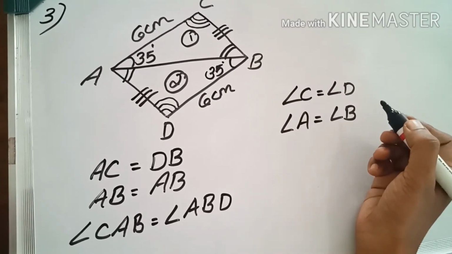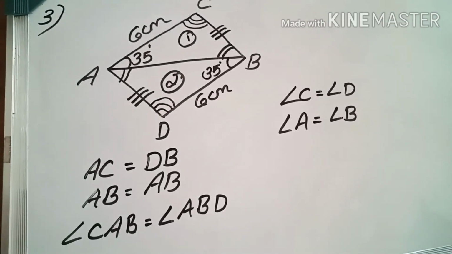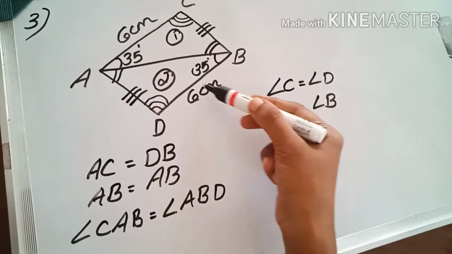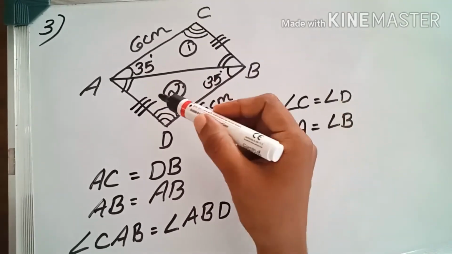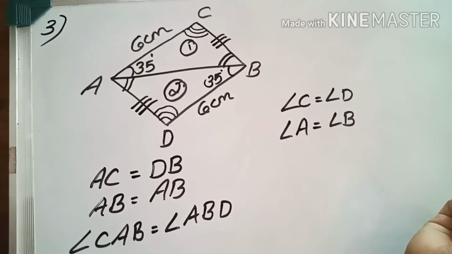Since the opposite angles are equal, we can say that this figure is a parallelogram, because the sides are also equal, 6 centimeter, 6 centimeter. These two sides are also equal. Opposite sides must be equal and opposite angles must be equal. Then it is a parallelogram. Okay.